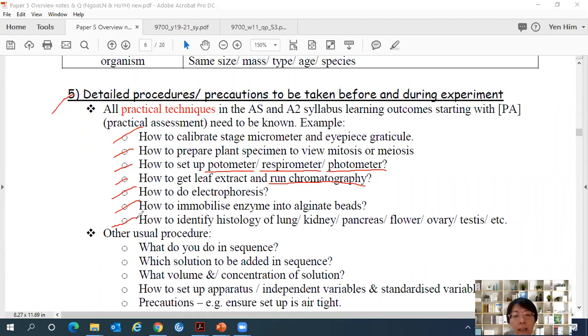How to identify the structure of lungs, kidney, pancreas no need, flower need, ovary need, testis need, okay? Maybe artery, vein also, so all the structures you've learned, you need to know how to identify. Now these are the ones in your theory one. This one that you have learned in your theory. So all these are in your syllabus already. Okay, so all these are in syllabus. So you need to know.